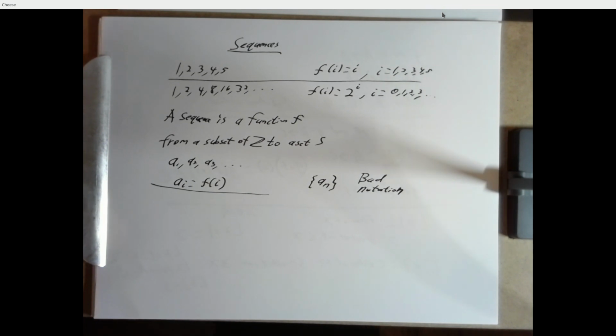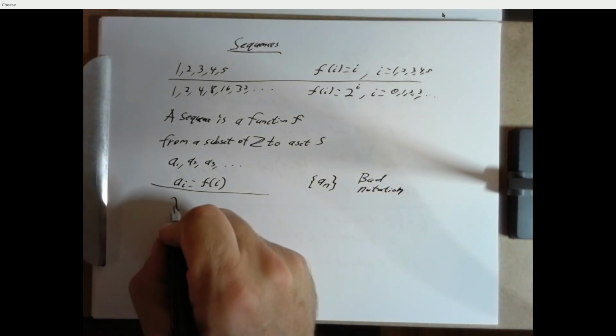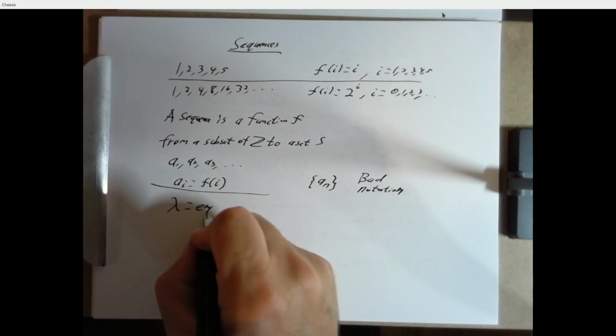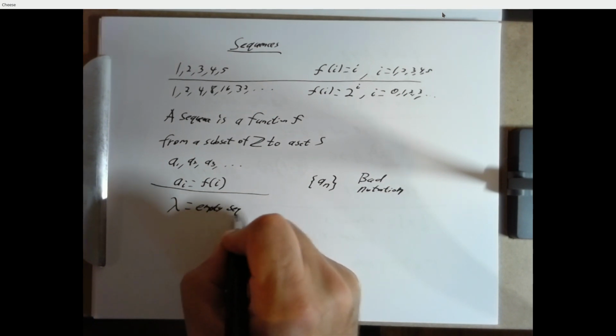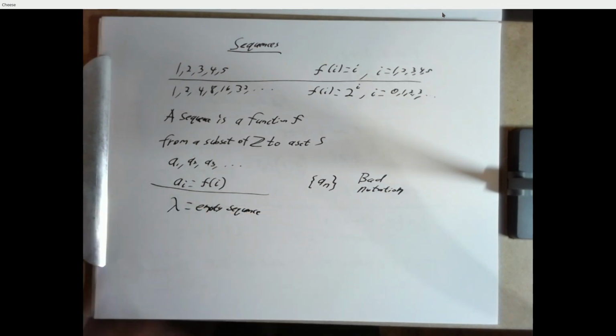Let me mention one particular sequence, which is lambda. And this is the empty sequence. And this is going to come back at the end of the course when we talk about languages and something called automata theory. And we're going to use lambda, this idea of an empty sequence or an empty string, quite a bit.